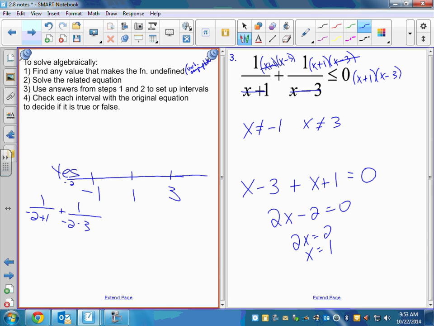I just noticed this was a negative and this was a negative. And if you add 2 negatives together, it's going to be negative. What about between negative 1 and 1? What's a good number to pick? 0. And if I plug 0 in there, I'm going to get 1 plus negative 1/3. Is that going to be positive or negative? Positive, so that doesn't work.